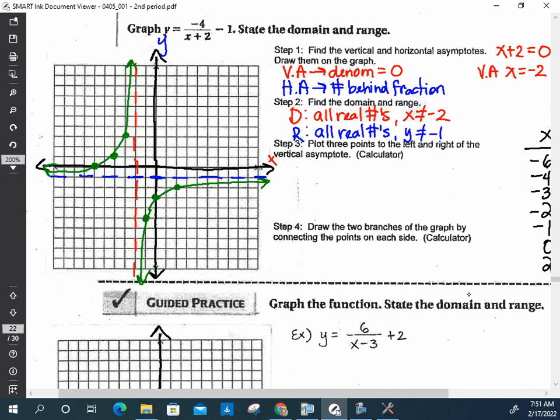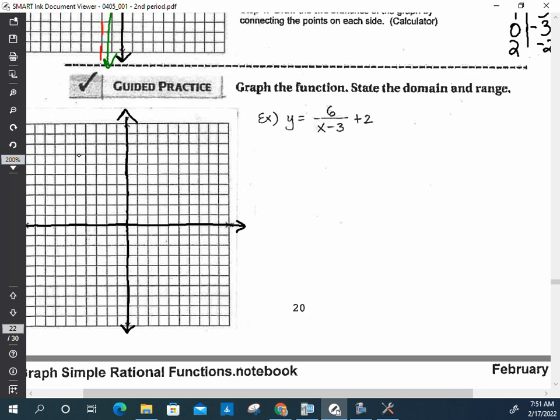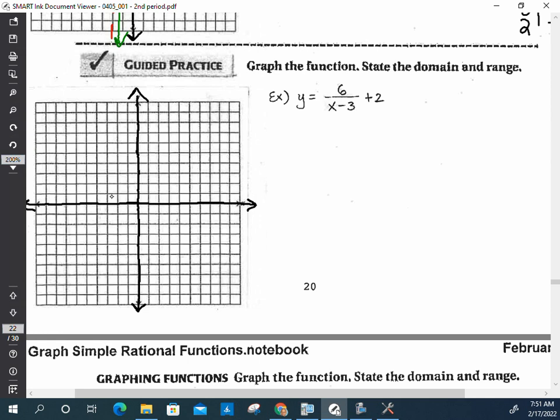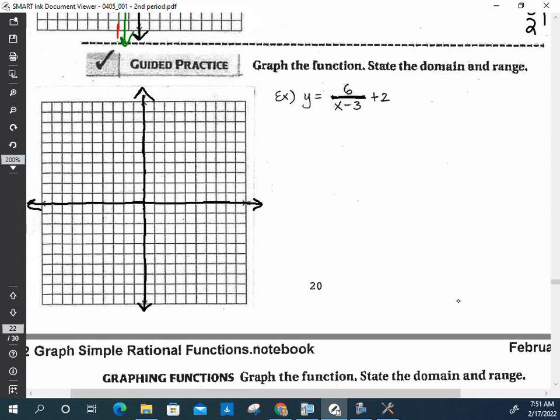So let's do one more example together as we get ready to finish this off. So 6 divided by x minus 3, plus 2. So this should be a solid line. My apologies for not writing that clearer. 6 divided by x minus 3, plus 2.